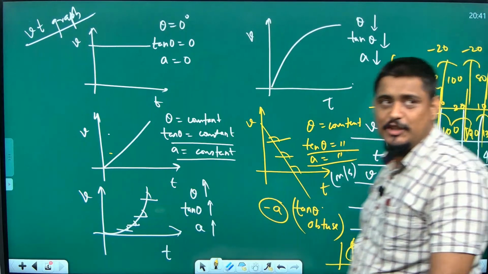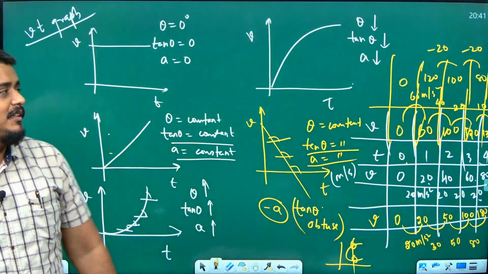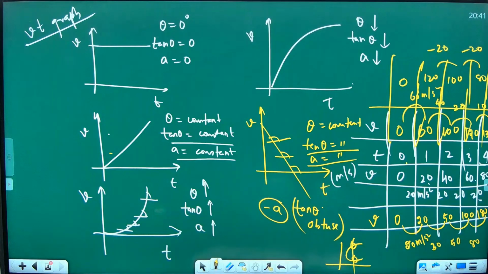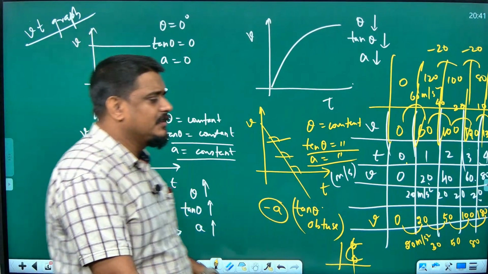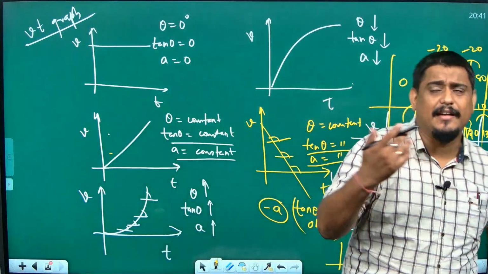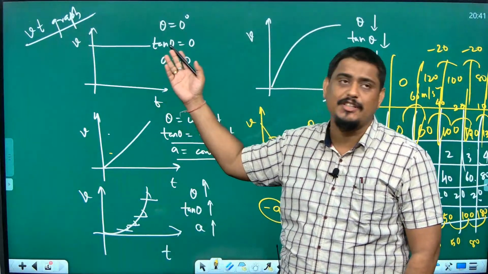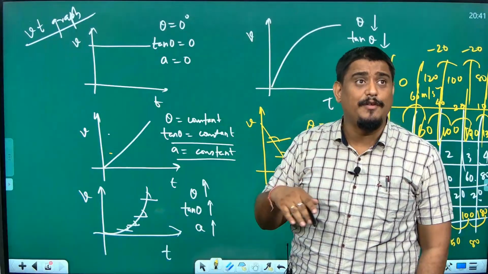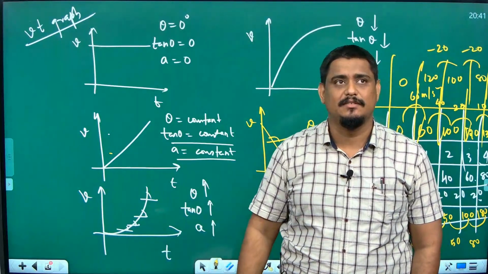How to determine velocity, you are saying? Yes, sir. How to determine velocity means what? In these VT graphs, velocity can be determined directly by seeing how the graph is changing. From the VT graph, we try to determine the acceleration.